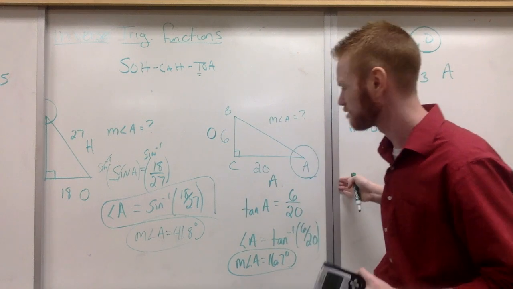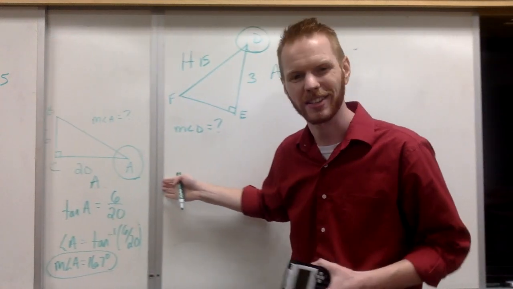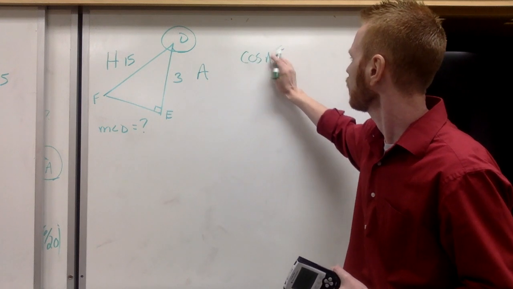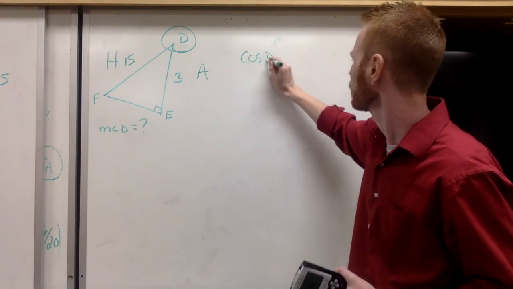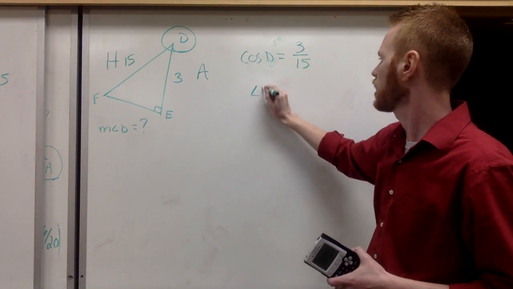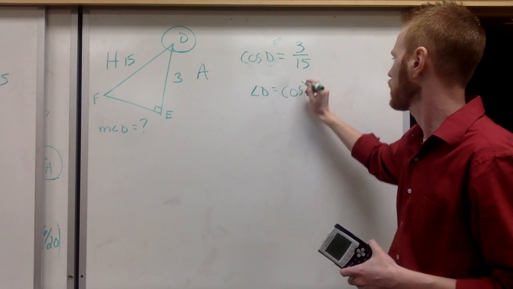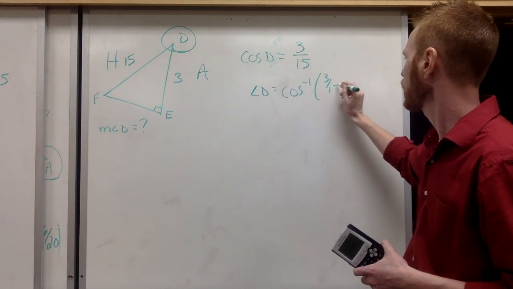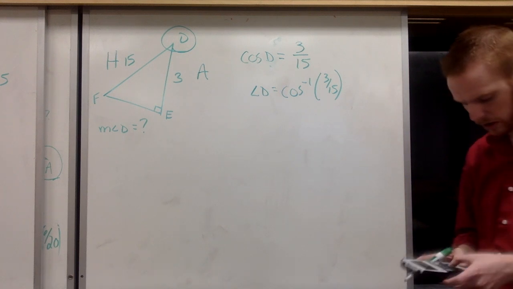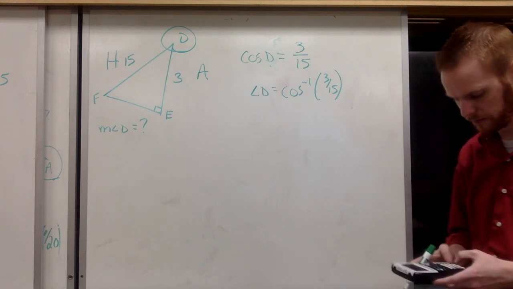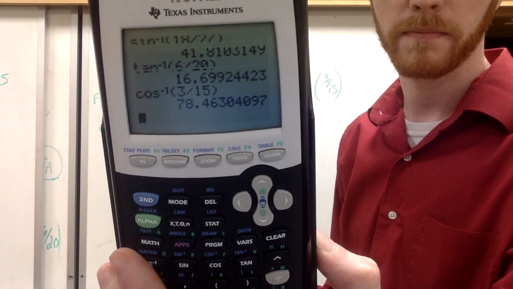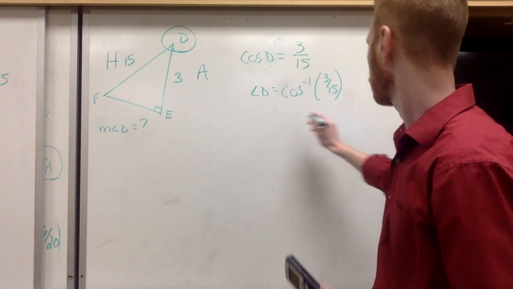Cosine deals with A and H. It's so nice to have movable whiteboards. We're going to do cosine of, not angle A, angle D this time. Okay, it's going to be 3 over 15. And I'm just going to go ahead and jump right into the final process. I'll do the inverse of cosine for 3 over 15. Okay, second cosine, 3 divided by 15. I'll show you what that will look like on the calculator. So it'll be 78.5 degrees.